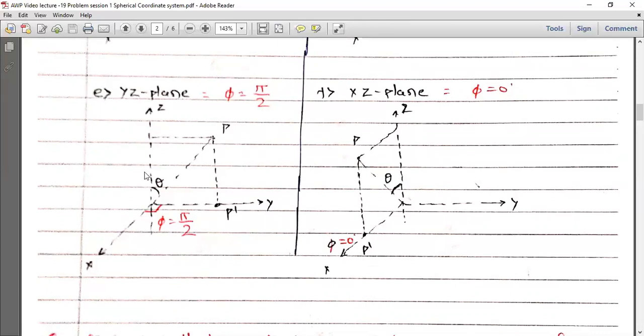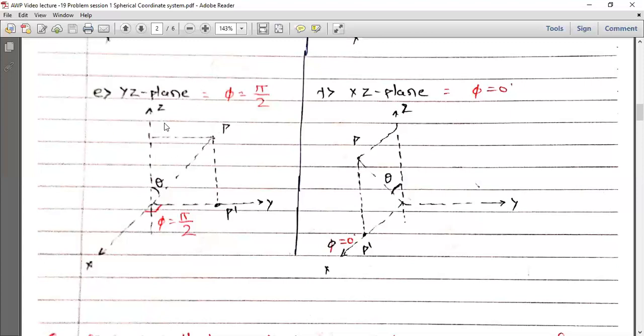If the point P is on the back side, lying between positive Z and negative Y axis or negative Z and negative Y axis, in that case the projection of point P on the XY plane will be on the negative Y axis, and corresponding to that negative Y axis, phi will be equal to 3 pi by 2. So the expression for the YZ plane will depend on this.